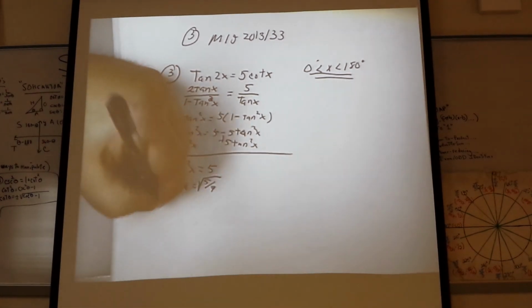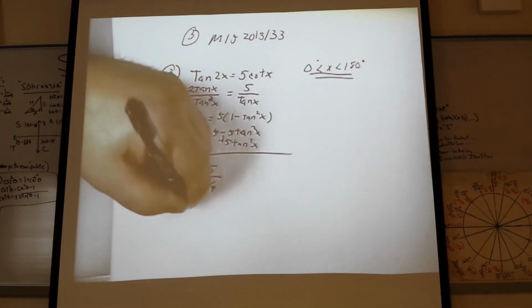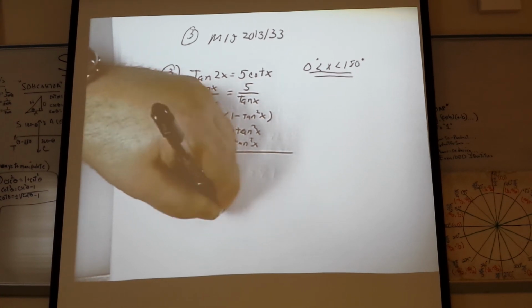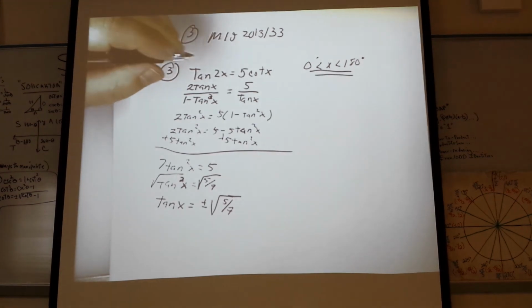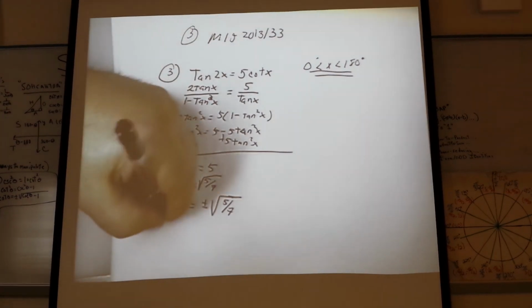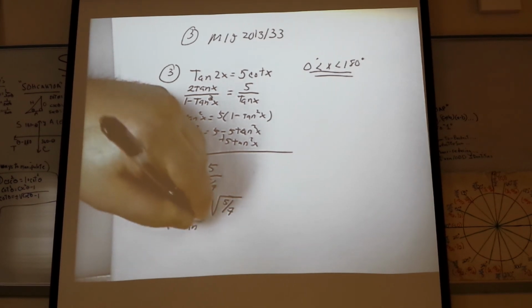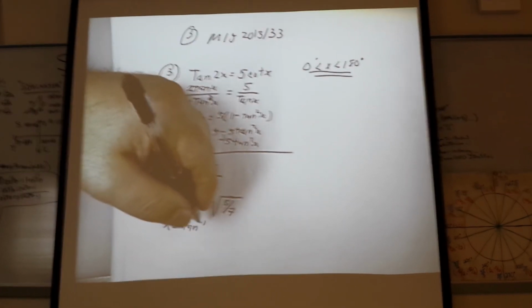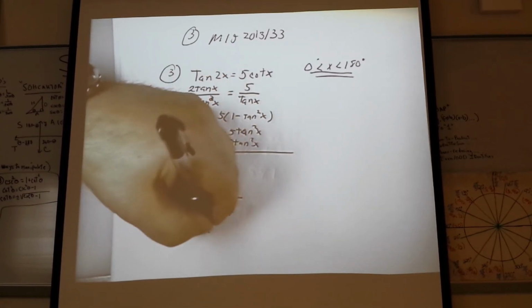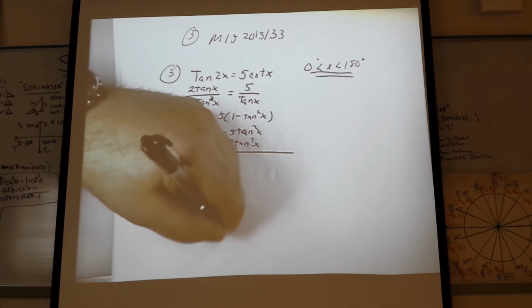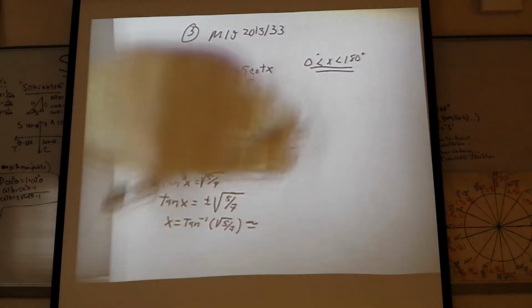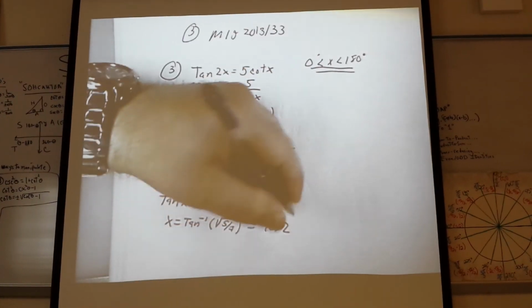So, tangent of x equals what? Plus or minus the square root of 5/7, right? Or 0.8452. Really want to get complicated. So x equals tangent inverse. And remember, we're going to do the base angle, right? And we can do a couple others. So the base angle: inverse tangent of the square root of 5/7 equals approximately what, ladies and gentlemen? 40.2. That's the reference angle.